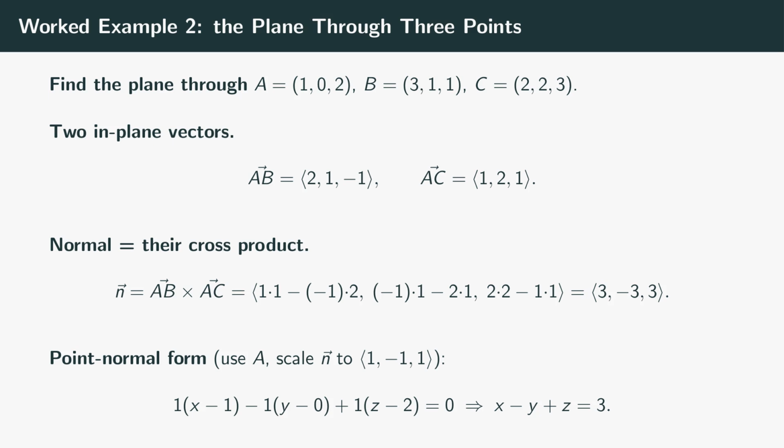Now apply the point normal form using point A, which is 1, 0, 2. We get 1 times the quantity x minus 1, minus 1 times y, plus 1 times the quantity z minus 2 equals 0. Multiply out and collect: x minus y plus z equals 3. You can check it by plugging in all 3 points, each one satisfies the equation.